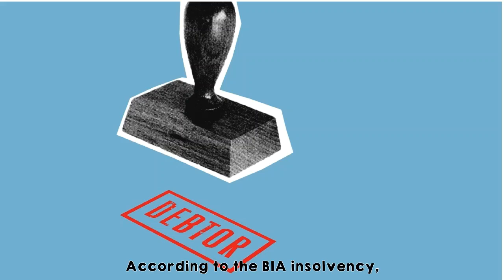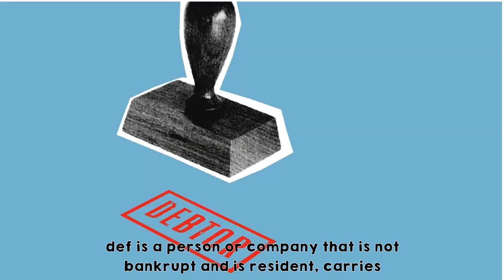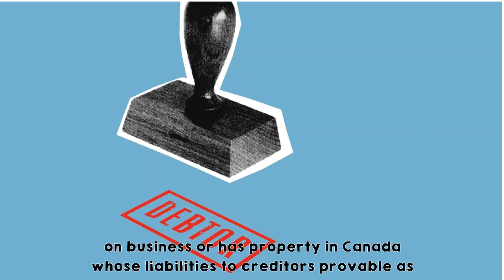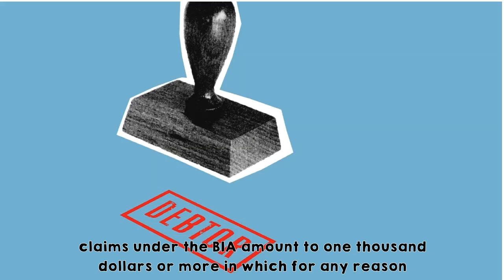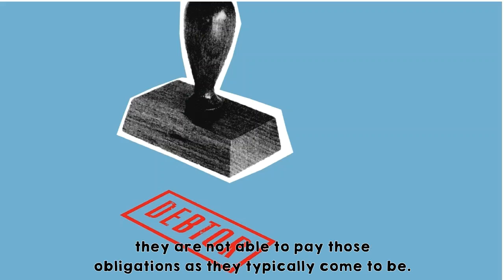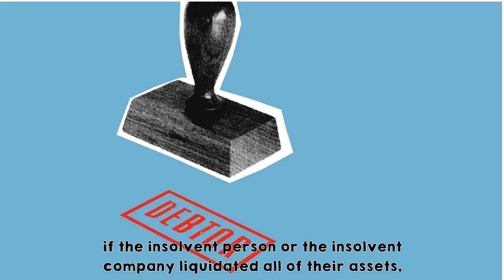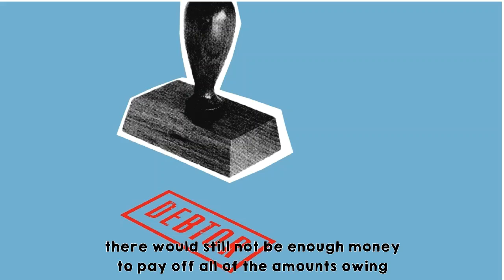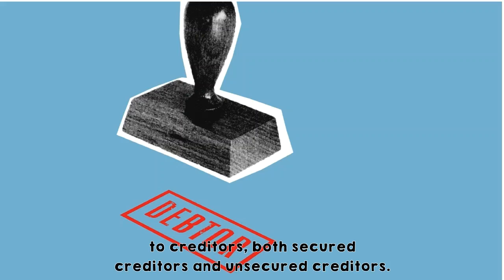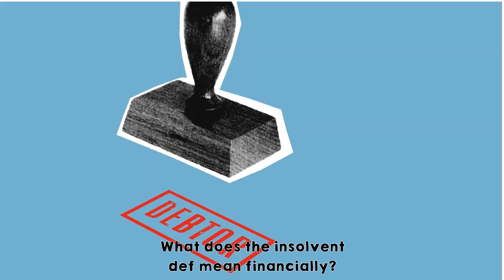Insolvent person, according to the BIA Insolvency Def, is a person or company that is not bankrupt and is resident, carries on business or has property in Canada, whose liabilities to creditors provable as claims under the BIA amount to $1,000 or more, and which for any reason they are not able to pay those obligations as they typically come to be due. Further, if the insolvent person or the insolvent company liquidated all of their assets, there would still not be enough money to pay off all of the amounts owing to creditors, both secured creditors and unsecured creditors. What does the Insolvent Def mean financially?